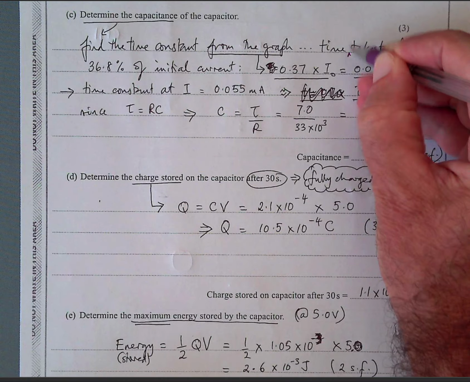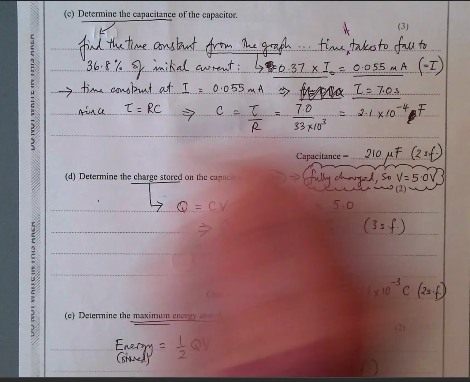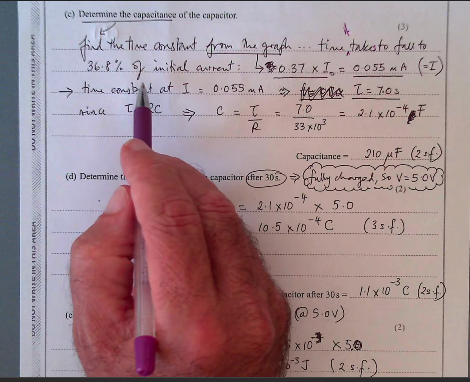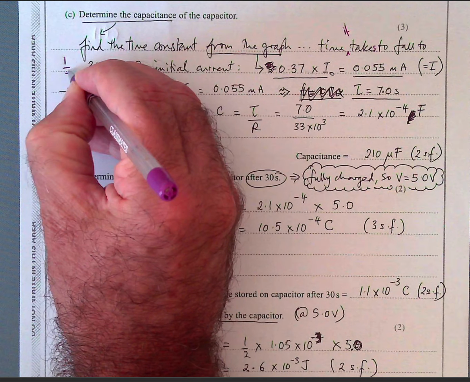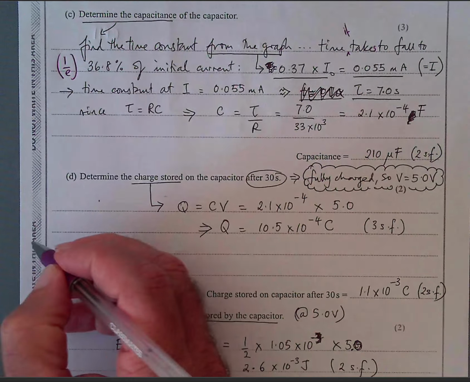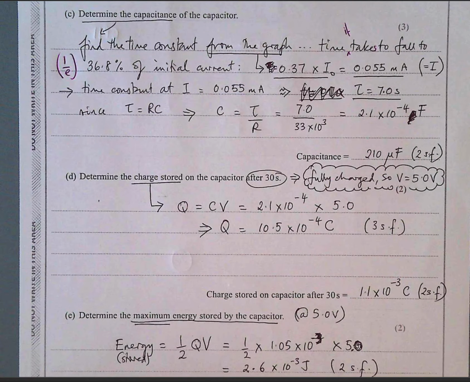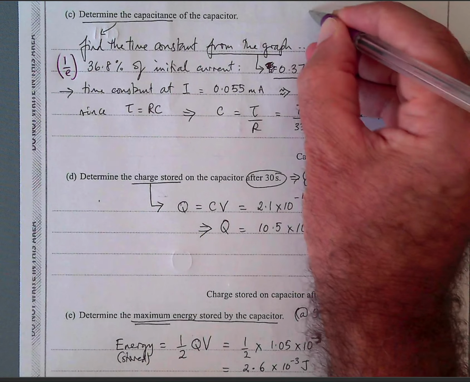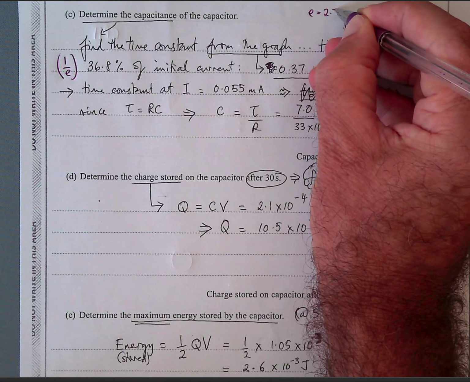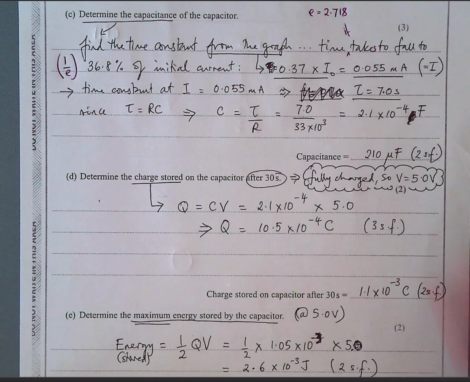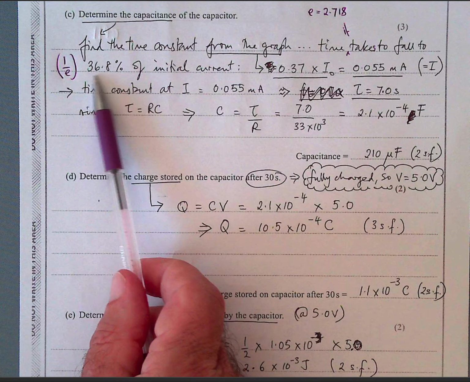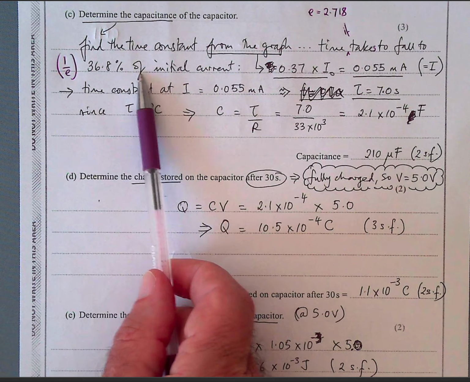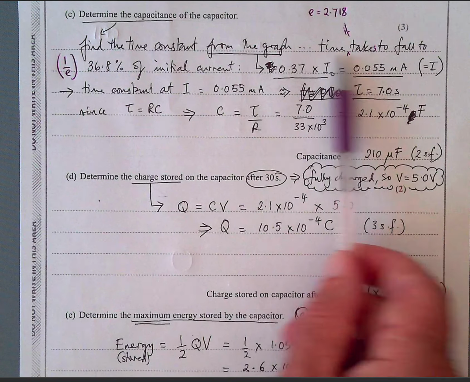So let's just change the English there. Time it takes to fall to 36.8% of the initial current, and that's 1 over e, where e is the value 2.718. Okay, you can find it on your calculator. It's a constant in maths. So whenever it falls to 36.8% of its initial current, we call that the time constant.